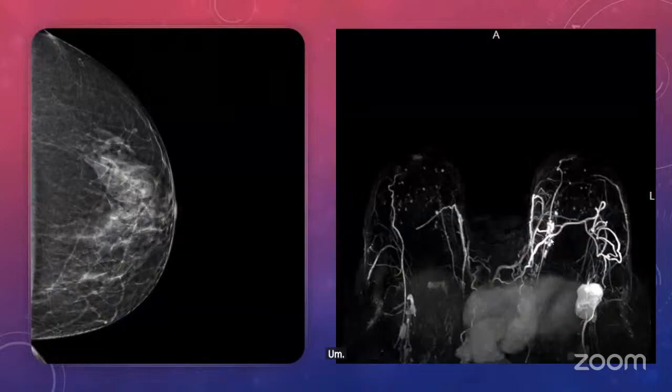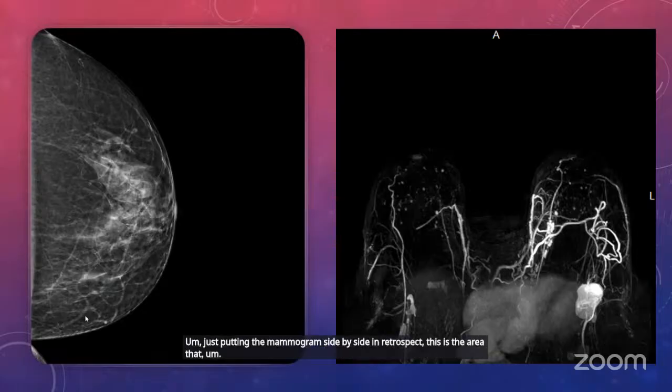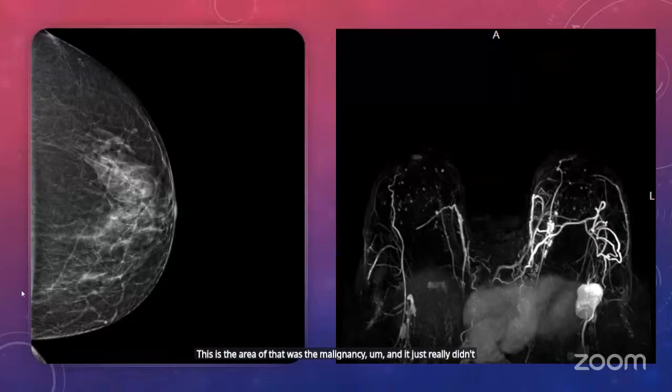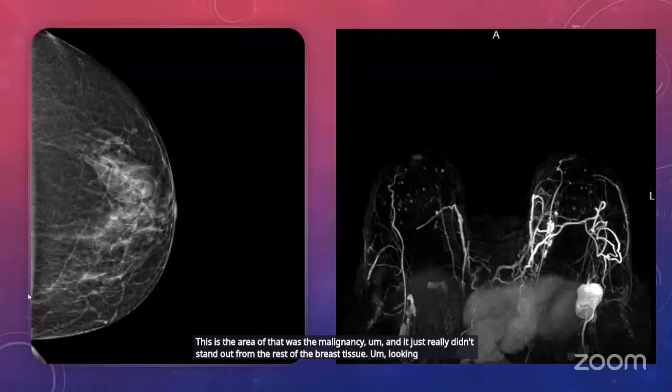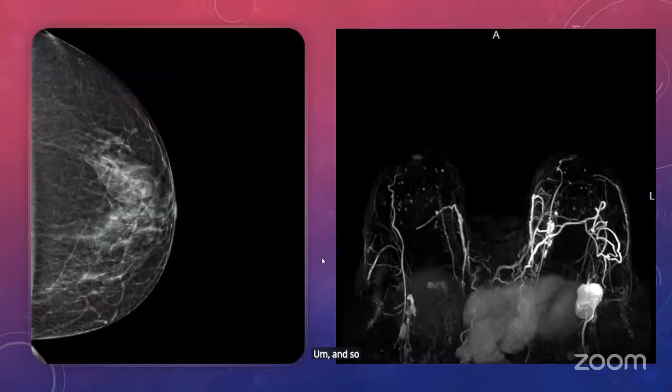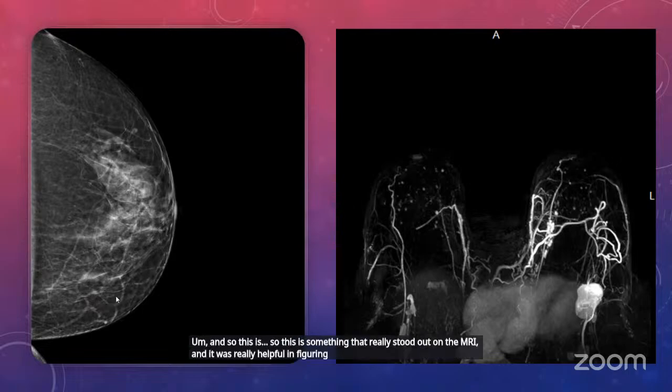Just putting the mammogram side by side in retrospect, this is the area that was the malignancy, and it really didn't stand out from the rest of the breast tissue. Looking back on this patient's priors, this was a very slow change over many years that didn't catch people's eye when they were looking at it, myself included. So this really stood out on the MRI, and it was really helpful in figuring out where in the breast this malignancy came from.